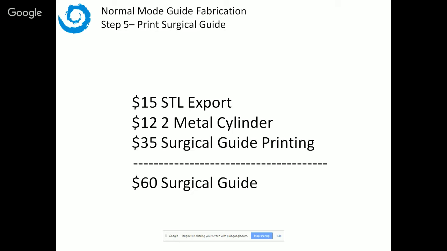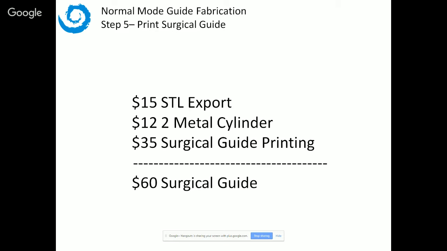If you buy a smaller package, it goes up to the $20 mark. But it's approximately $15 for your STL exports. If it's a 2 implant case, you're dealing with 2 metal cylinders, and then there's the printing of the surgical guide. Of course, if you have your own printer, then you're just dealing with the materials, and you're coming out with a surgical guide in the ballpark of $60.